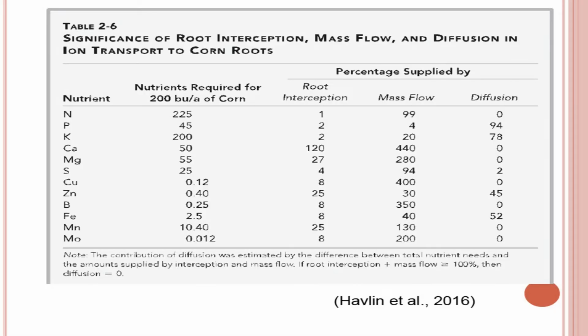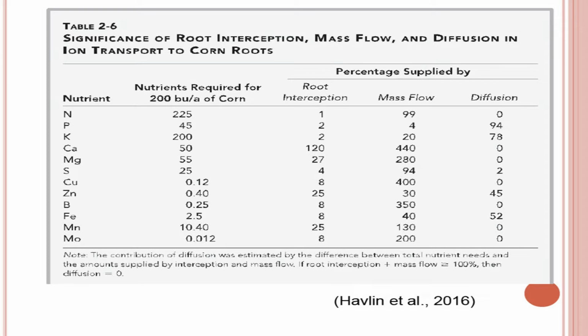Now see the significance of root interception, mass flow and diffusion in ion transport to corn plants. This is by Havlin et al., 2016. This is a very important table giving you an idea of how much is the contribution of root interception, mass flow or diffusion for different nutrient movement. For example, see the case of nitrogen in the first column and see the percentage of nutrients supplied by root interception. It is just 1% by root interception and 99% by mass flow and 0% by diffusion.